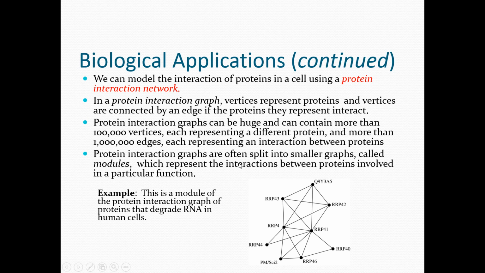Protein interaction graphs are often split into smaller graphs called modules so that we can handle them easily, which represent the interactions between proteins involved in a particular function. So here is a graph model for a protein interaction network.